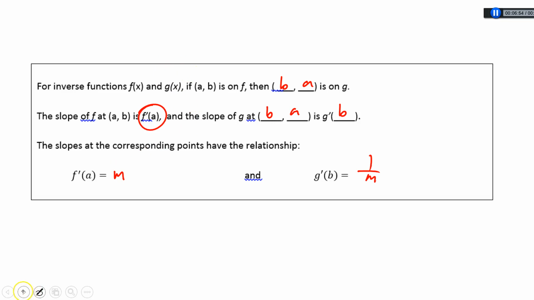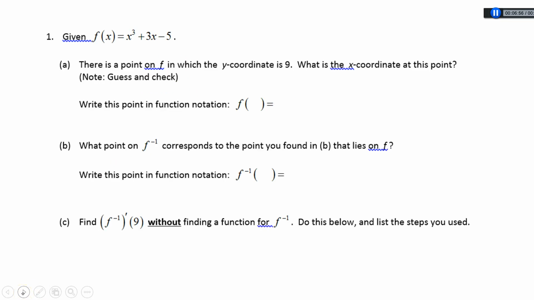So now we're going to do some algebra problems here. There's a point on f in which the y-coordinate is 9. What is the x-coordinate at that point? They want us to guess and check. So there's something that has 9 equal to x cubed plus 3x minus 5.